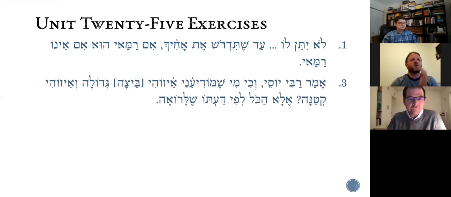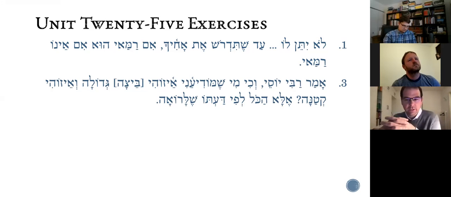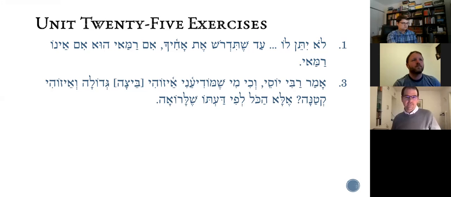You want to do number 3 too? Yours was very short. Okay. Amar Rabbi Yosef, v'chi mi shemodi'eni ezohi betzah gdola ve'ezohi ktana, ela hakol lefi da'ato shel ha'ro'eh. Rabbi Yossi said, v'chi is the interrogative: is there anyone who can tell me which egg is big and which egg is little? All is in the eye of the beholder. Everything is according to the opinion of the one who's looking.